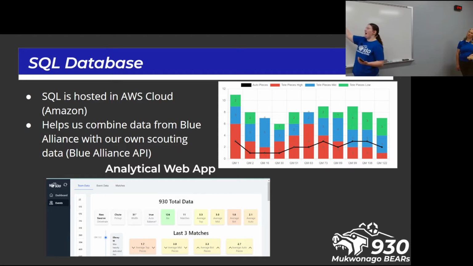Up here, in this top screenshot, the red, blue, and green are essentially the low scoring, mid scoring, and high scoring, and then that black line is auto scoring. So we could pull up whatever team we wanted to look at in our competition, and we had all of their data right there, along with their pit scouting data below. It just made our life a lot easier. It has fun colors, so we liked it. If anybody's interested, you can talk to me at the end about it if you want to go deeper into it.